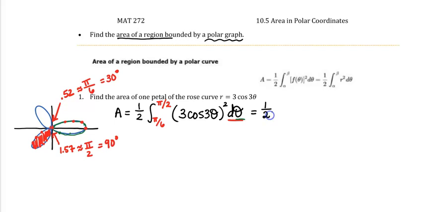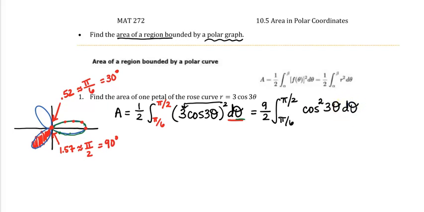I have a constant of 1/2 in front. Mind you, I need to square this 3, which will give me 9. So I have a constant of 9/2. I'll go ahead and pull that 3 squared out. We're integrating from pi over 6 to pi over 2. I've already dealt with 3 squared. So we have a cosine squared 3 theta d theta on the inside of our integral.